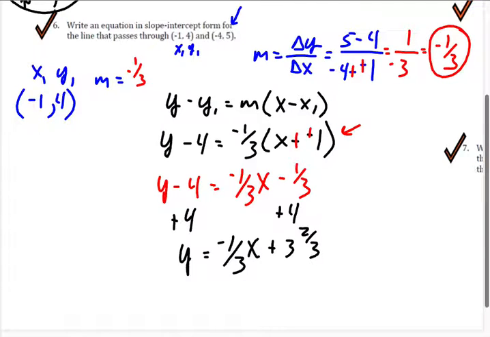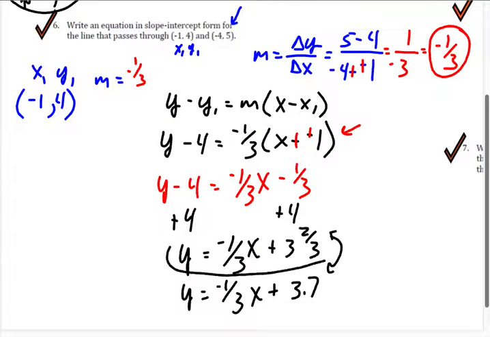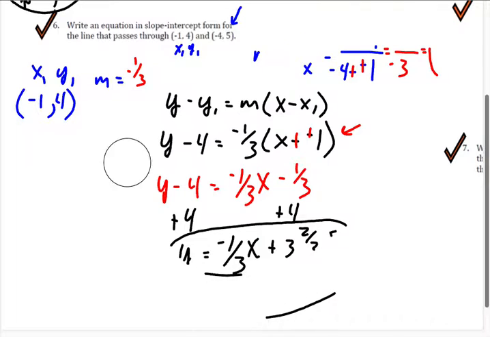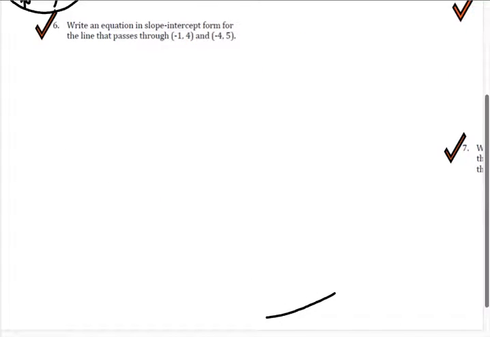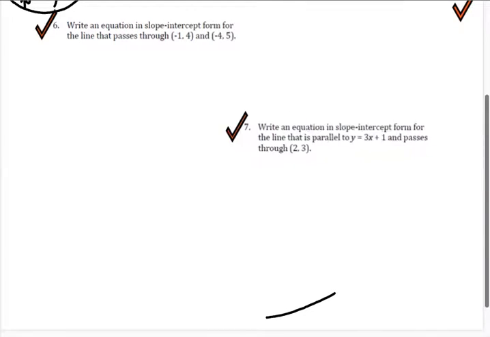You could plug this into your calculator again and say 4 plus a negative 1/3. You'd get a decimal. It would be 3.6666667, so 3.7. These two numbers are the exact same thing, just one is written as a fraction, one is written as a decimal. I would take either answer on a test or a quiz. So there we go. Once again, if you want to look at this again, just rewind it. Let's pull up number 7 here.